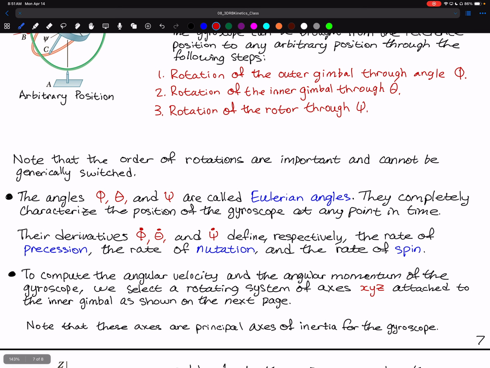All right, so the angles phi, theta, and psi are called the Eulerian angles. They completely characterize the position of this gyroscope at any point in time. Their derivatives, phi dot, theta dot, and psi dot, define respectively the rate of precession, the rate of nutation, and the rate of spin. Just as a comment here, we've used these angles to define the orientation of a gyroscope, but they are generic and can be used for any rigid body. It doesn't have to be a gyroscope, and these are very commonly used.